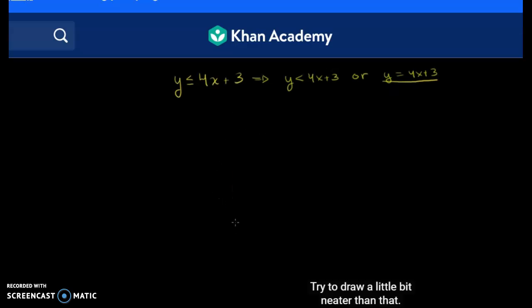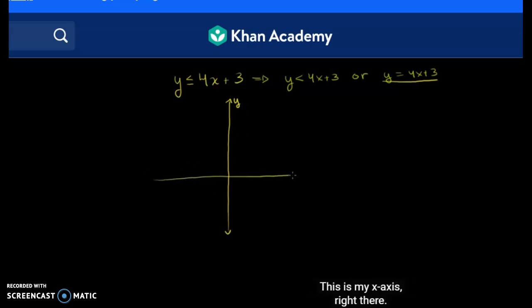Try to draw it a little bit neater than that. That is my vertical axis, my y-axis. This is my x-axis right there. And then we know the y-intercept. The y-intercept is 3, so the point (0, 3), 1, 2, 3, is on the line. And we know we have a slope of 4, which means if we go 1 in the x direction, we're going to go up 4 in the y. So 1, 2, 3, 4. So it's going to be right here.